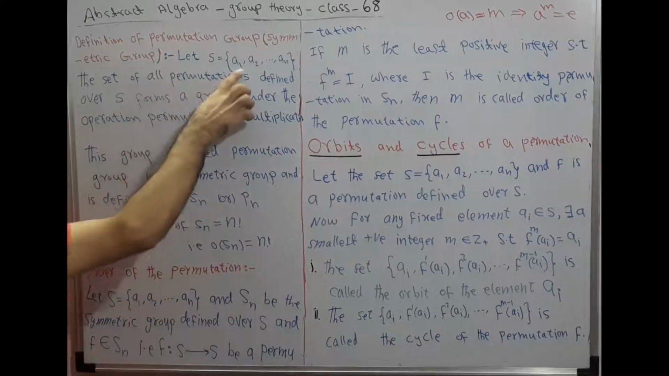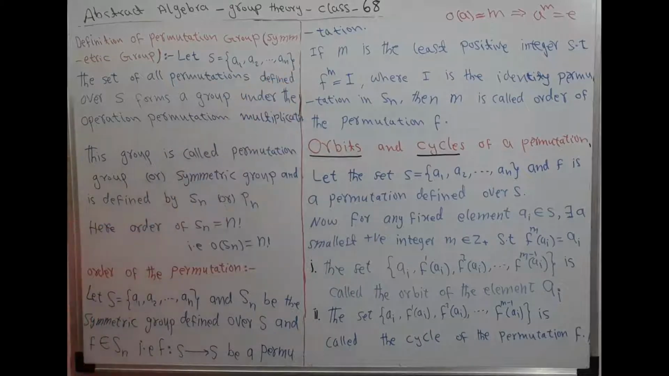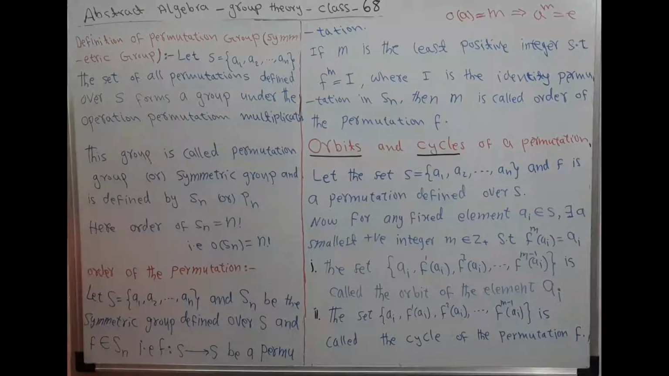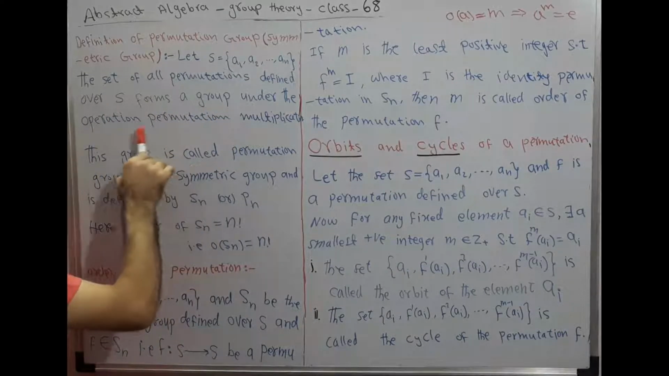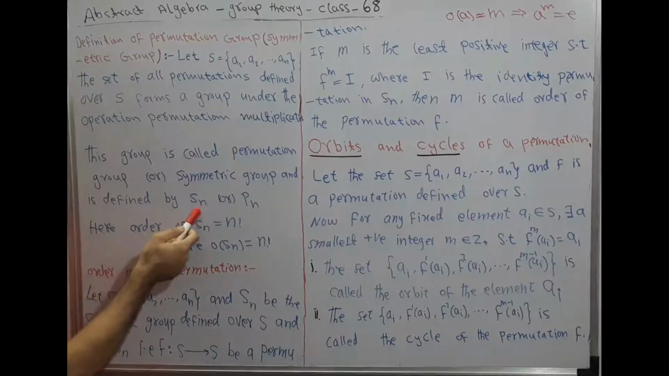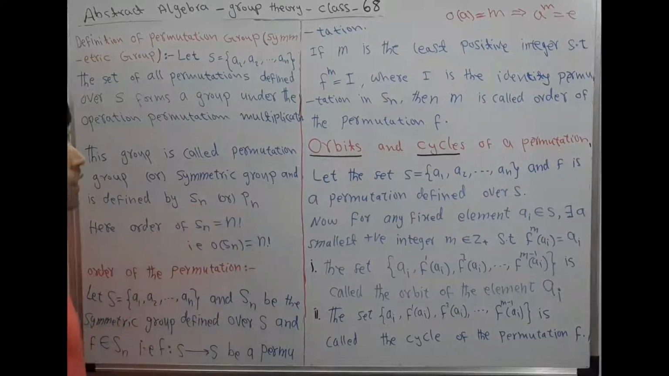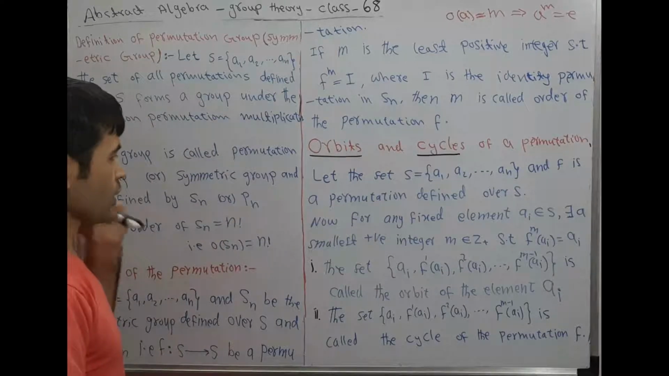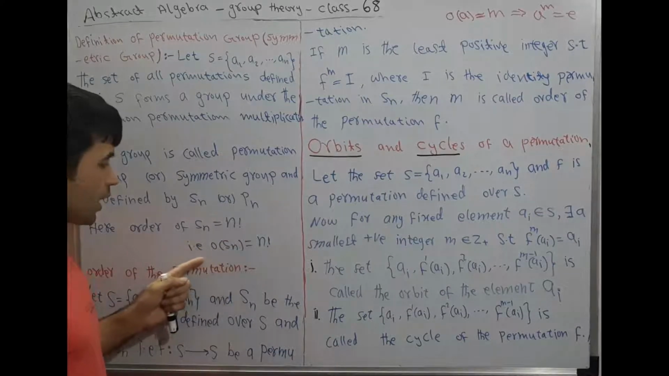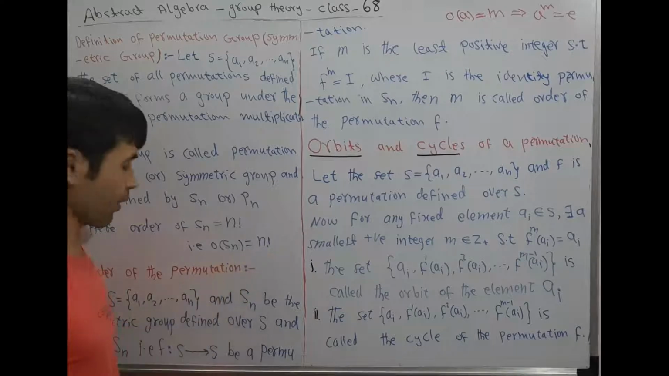Let S equal to {A1, A2, and so on, An}. The set of all permutations defined over S forms a group under the operation permutation multiplication. This group is called permutation group or symmetric group. We can say permutation group or symmetric group, both of them are the same, and it is denoted by Sn or Pn. Here the order of Sn is equal to n factorial.